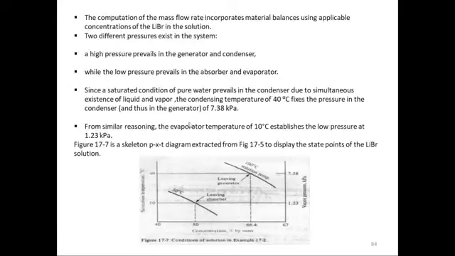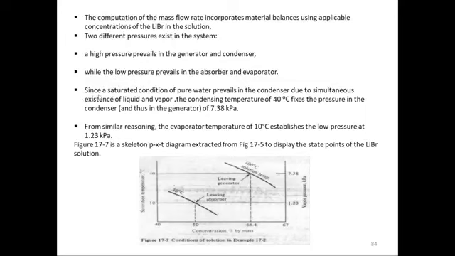Moving on, the computation of the mass flow rate incorporates a material balance using the applicable concentration of lithium bromide in the solution. Two different pressures exist in the system, one low pressure and one high pressure. Your evaporator and absorber are at low pressure, and after the pump, the generator and the condenser have the high pressure.